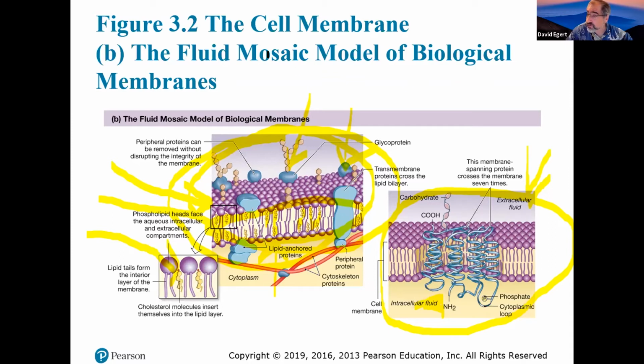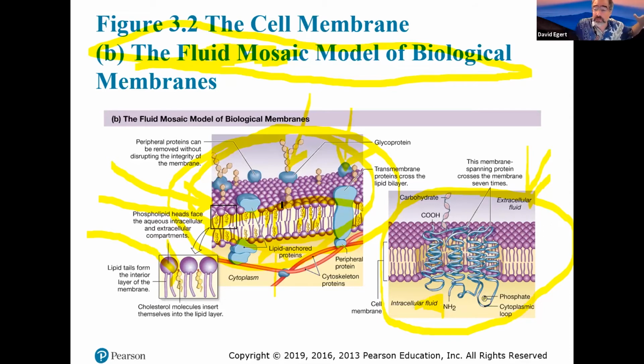We often call this the fluid mosaic model of the membrane. Fluid, because things can shift, right? Things are only held together by the hydrophobic, hydrophilic interactions. One phospholipid can slide past another one. It never leaves the membrane because the tail wants to be in the middle and the head wants to face the water. But it would be like everybody's holding hands with everybody else, but you can let go of one person's hand and hold on to somebody else's hand.